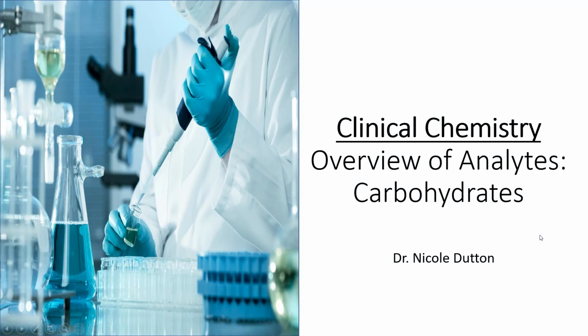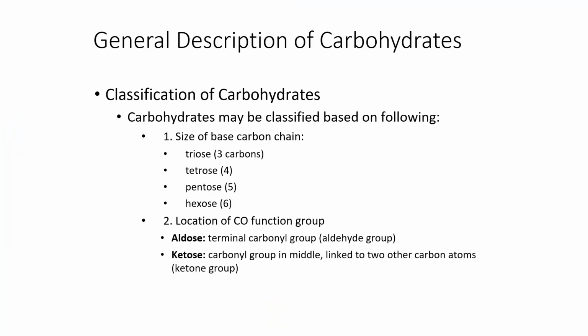Overview of analytes, carbohydrates. Carbohydrates can be classified in four major ways. First, based on the size of the base carbon chain. A triose has 3 carbons linked together, so C, C, C bonded together in a chain. Tetrose has 4, pentose has 5, hexose has 6.